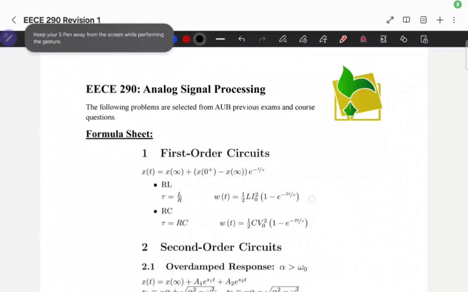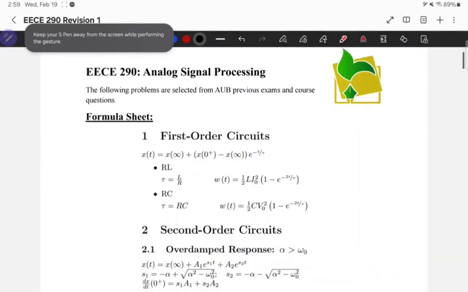Everyone, today we're going to do a revision session on EECE 290 analog signal processing, especially the exercises on quiz 1, which are chapter 7, chapter 8 and chapter 12.